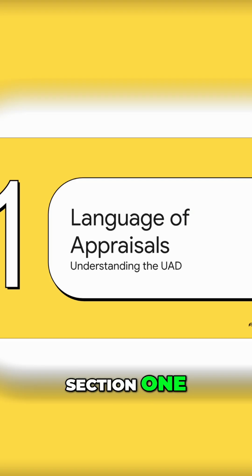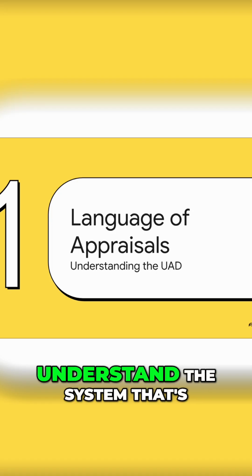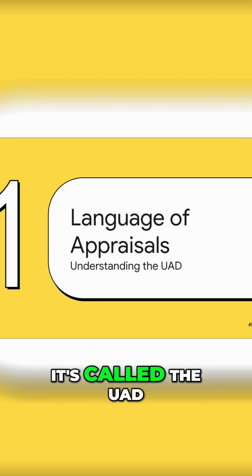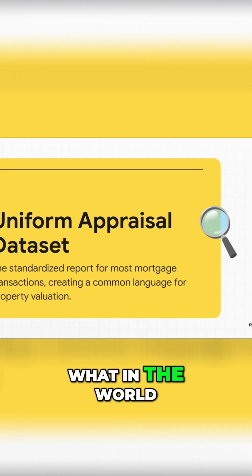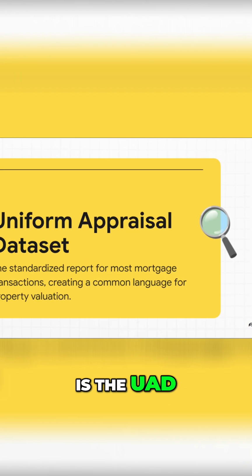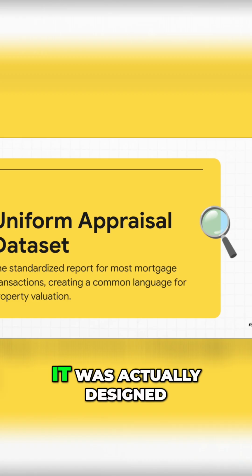Okay, Section 1. The language of appraisals. Before we can really get into all the new stuff, we first need to understand the system that's being upgraded. It's called the UAD. So, what in the world is the UAD? It stands for the Uniform Appraisal Data Set. The easiest way to think about it is like a universal language for property values. It's a standardized report that's used in most mortgage deals, especially any that are backed by the big players like Fannie Mae and Freddie Mac.